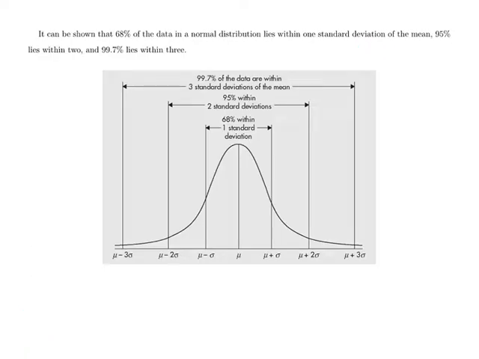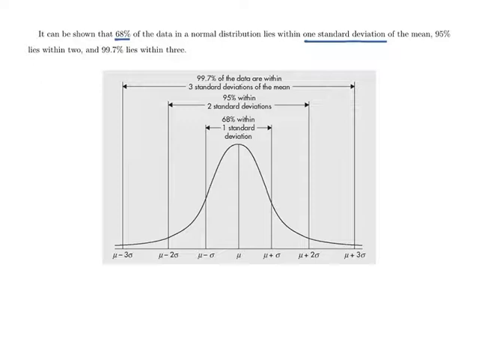All right, so what's really special about the normal distribution is that we really understand the area of these different chunks of a standard deviation. In fact, it's known that 68% of the data in a normal distribution lies within one standard deviation of the mean. We talked about within one standard deviation of the mean in the previous video.